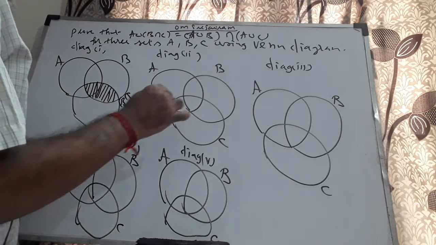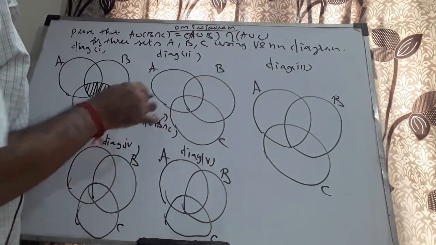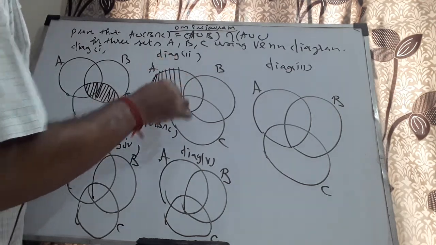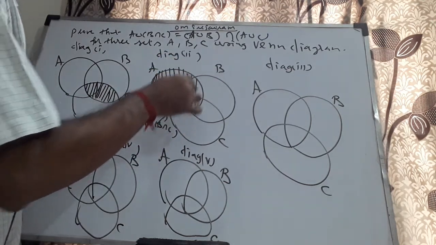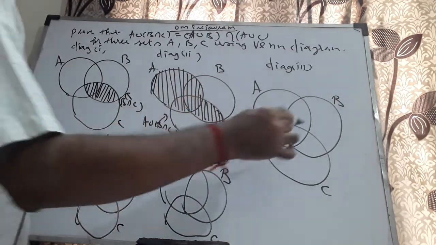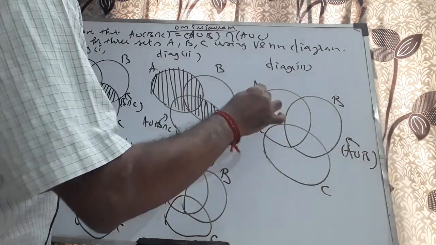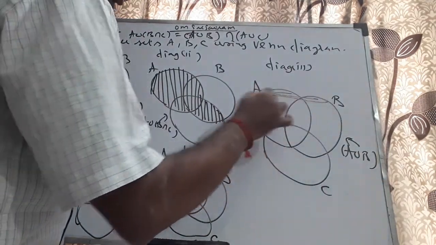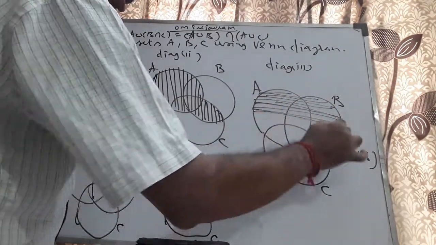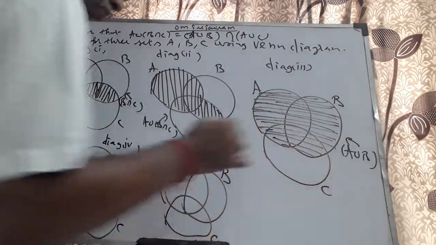Now this one is A union (B intersection C). If it is there in one of them, it will be there in the union. Therefore, this is my A union (B intersection C). Now, let me try to find A union B. This is my A union B. Therefore, I will shade both the circles A and B.